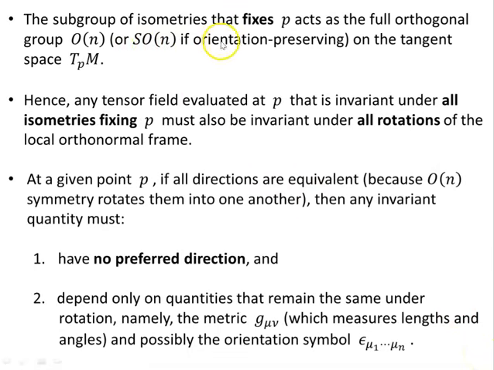The subgroup of isometries that fixes P acts as the full orthogonal group, O(n) in n dimensions, or the special orthogonal group, the rotational group of order n, if orientation preserving, on the tangent space to the manifold. So the tangent space of manifold M at point P.